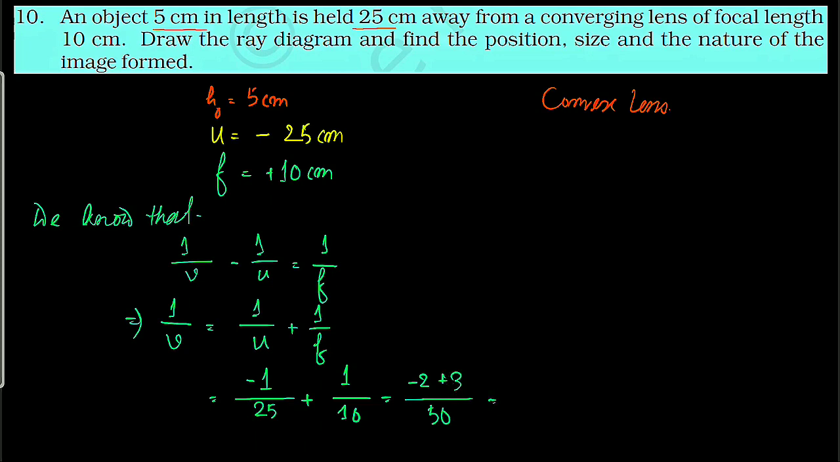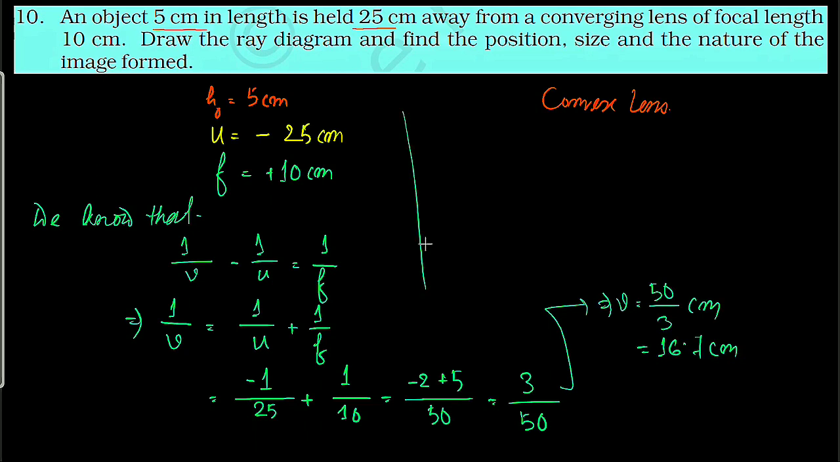So what are we going to get? Sorry, this should be 5. So we're going to get 3 by 50. What we need is V. So you can write V equal to 50 by 3 centimeter. If you solve it, you are going to get almost 16.7 centimeter.